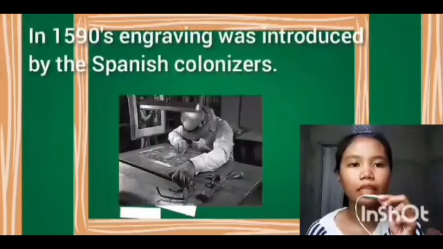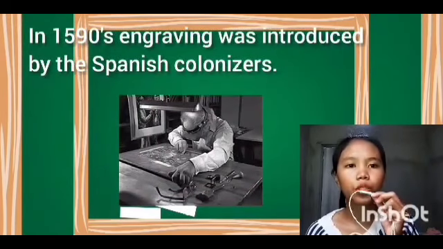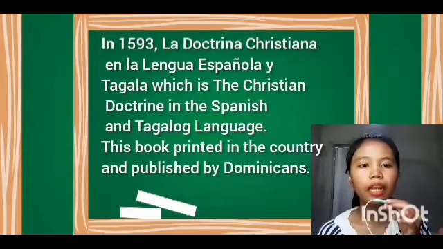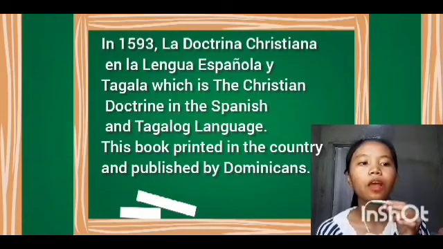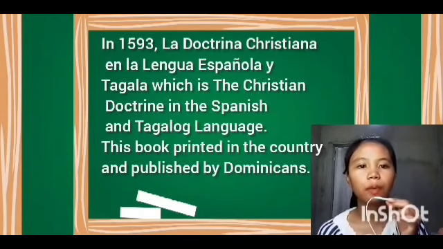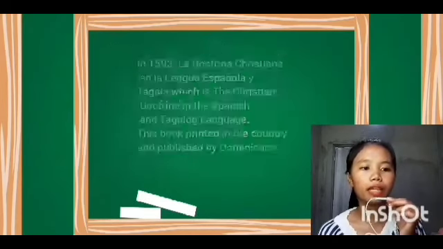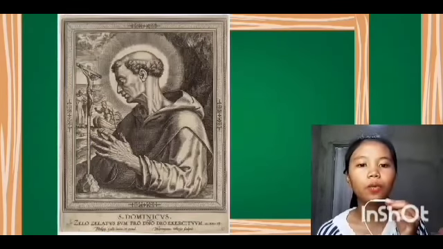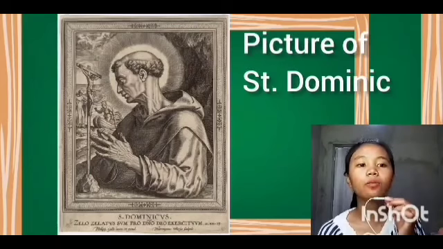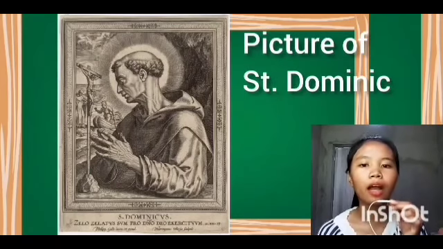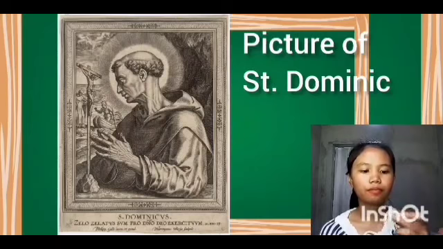In the 1590s, engraving was introduced by Spanish colonizers. In 1593, La Doctrina Cristiana en la Lengua Española y Tagala, which is Christian doctrine in Spanish and Tagalog language. This book was printed in the country and published by Dominicans. On it was a woodcut engraving of Saint Dominic by Juan de Vera, a Chinese convert.